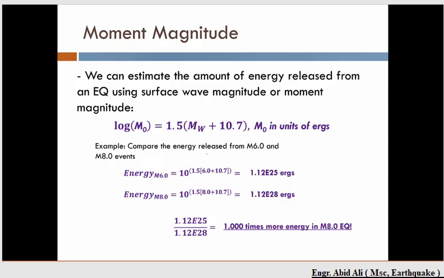So we can estimate the amount of energy released from an earthquake using surface wave magnitude or moment magnitude. But let's go ahead and use moment magnitude. Let's compare the amount of energy released from a magnitude 6 event with the energy released from a magnitude 8 event. Okay, so here's the equation we are going to use now.